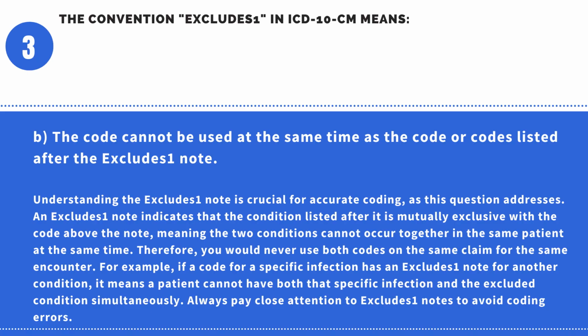Understanding the Excludes1 note is crucial for accurate coding, as this question addresses. An Excludes1 note indicates that the condition listed after it is mutually exclusive with the code above the note, meaning the 2 conditions cannot occur together in the same patient at the same time. Therefore, you would never use both codes on the same claim for the same encounter. For example, if a code for a specific infection has an Excludes1 note for another condition, it means a patient cannot have both that specific infection and the excluded condition simultaneously. Always pay close attention to Excludes1 notes to avoid coding errors.